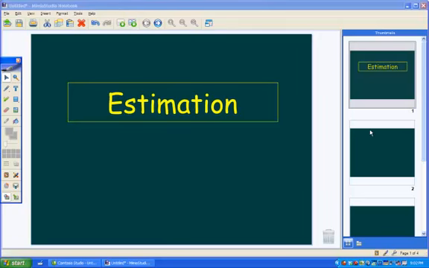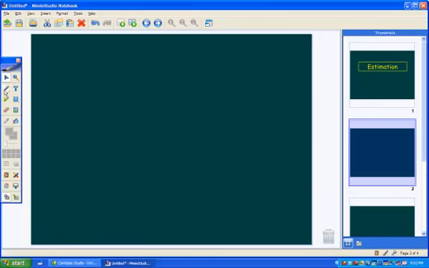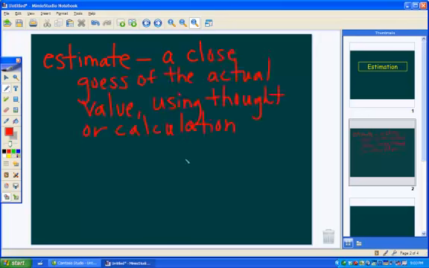We're going to be talking about estimation. The word estimate means a close guess of the actual value using thought or some calculation. I'm going to write that definition down on the teacher's side. A lot of us think that to estimate means to round. Round is just one of the strategies we use in estimation.